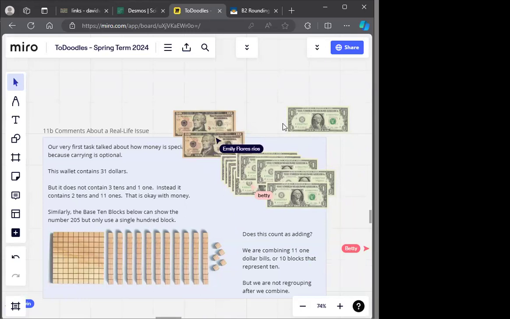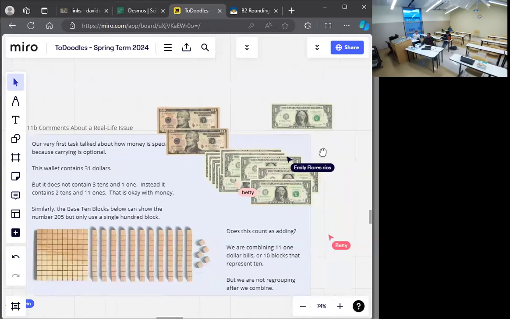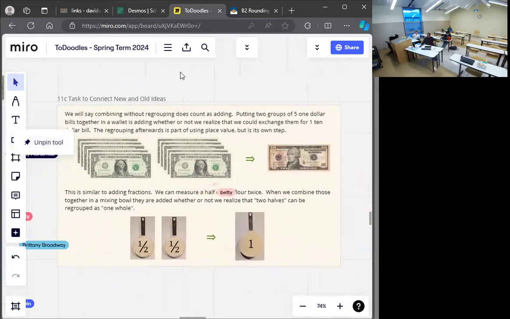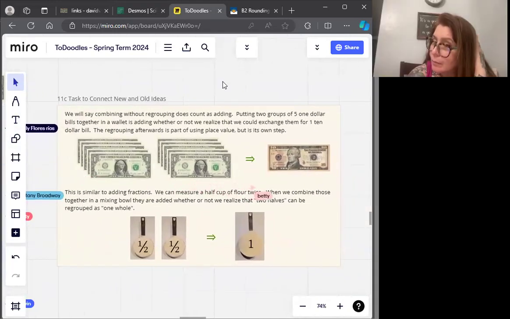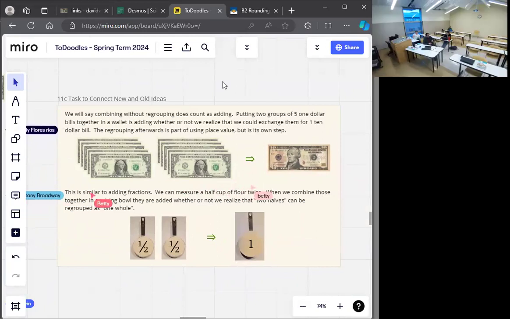I think you have to count it before you can say you added it. Okay, so either answer could make sense. I'm gonna say that for the purposes of this class, and this isn't anything you'll find in a textbook, this is just an agreement we're making for this class: that when we combine things, even if we don't regroup yet, that does count as adding.